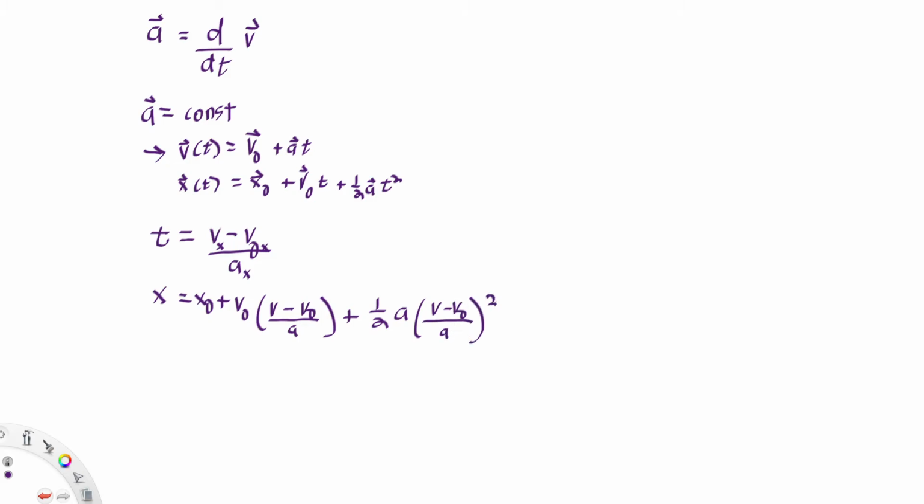All right, so we've plugged in our expression for time. We're going to do some distributing. We're going to move this x sub 0 to the other side of the equation.